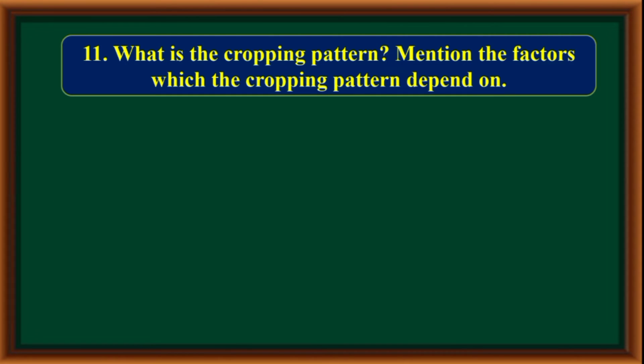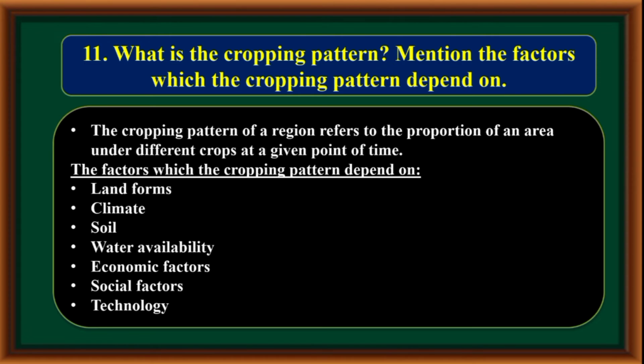What is the cropping pattern? Mention the factors which the cropping pattern depends on. The cropping pattern of a region refers to the proportion of area under different crops at a given point of time. The factors which the cropping pattern depends on: landforms, climate, soil, water availability, economic factors, social factors, technology.